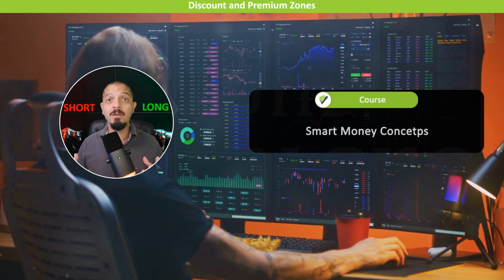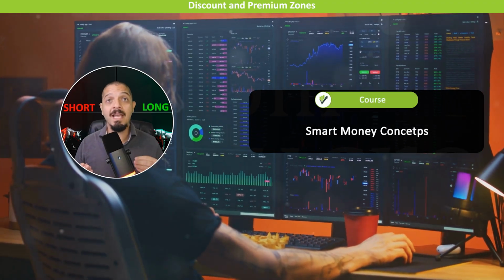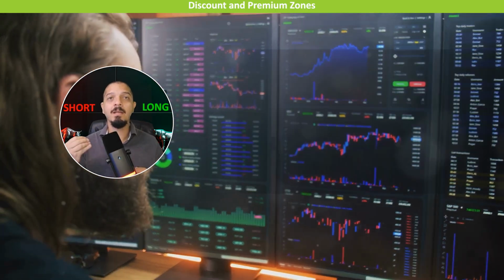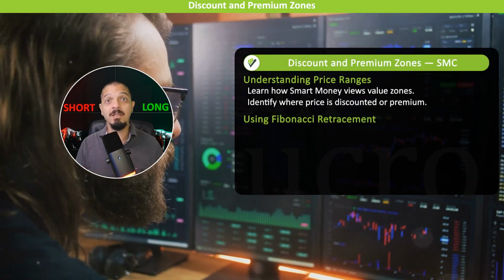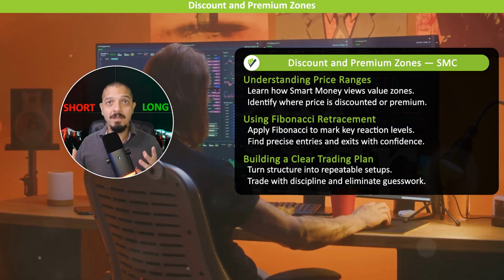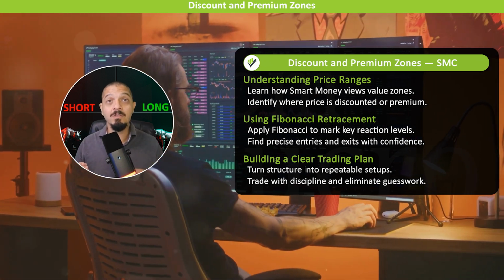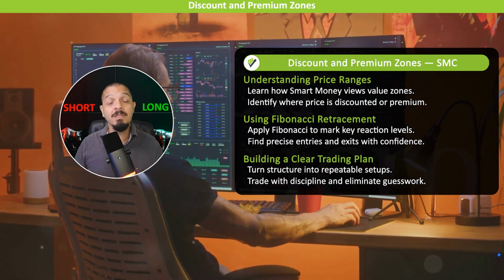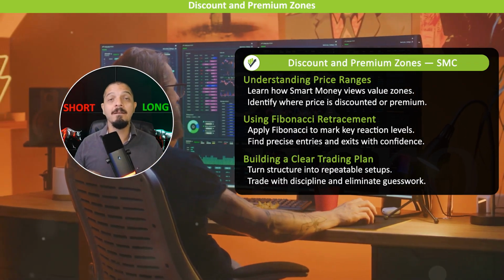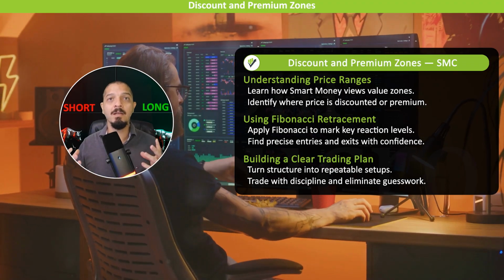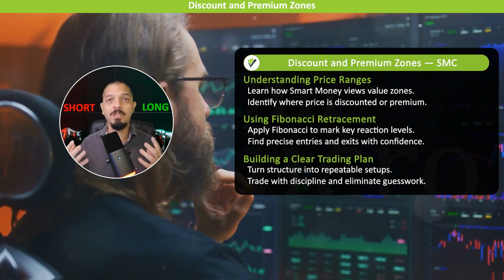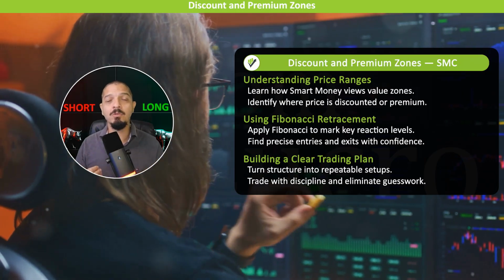This lesson is part of our Smart Money Concepts course, and in this chapter, we'll focus on discount and premium zones. You'll learn how to analyze price action through the lens of smart money concepts, how to identify discount and premium ranges using Fibonacci retracement, and how to define precise entry and exit points for high probability setups. By the end, you'll have a clear and repeatable roadmap. No more guesswork, no more confusion, just a focused plan to guide every trade you take.